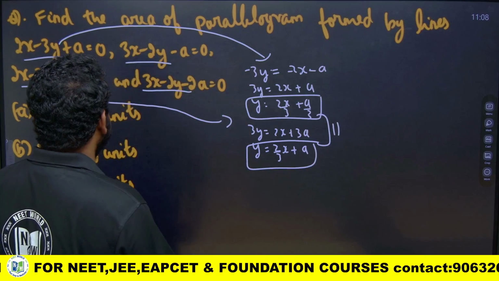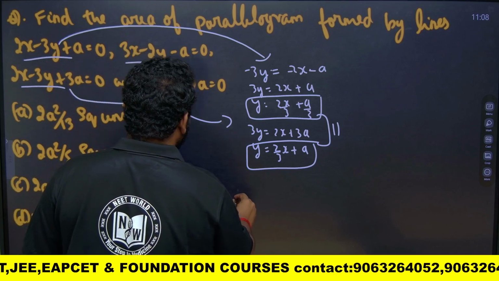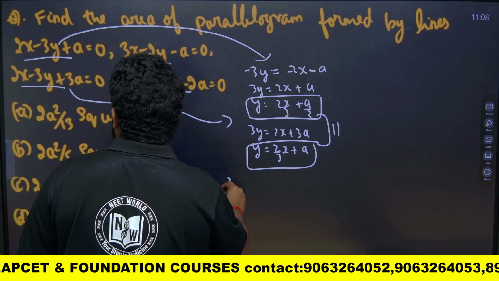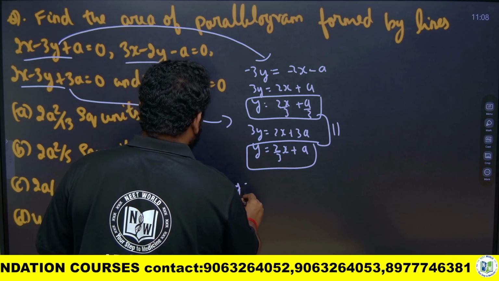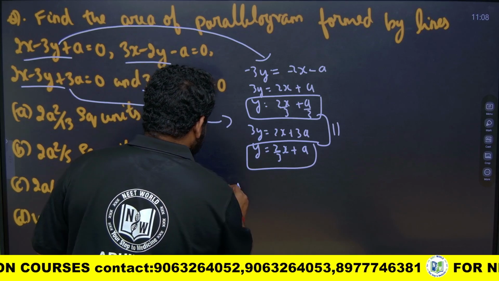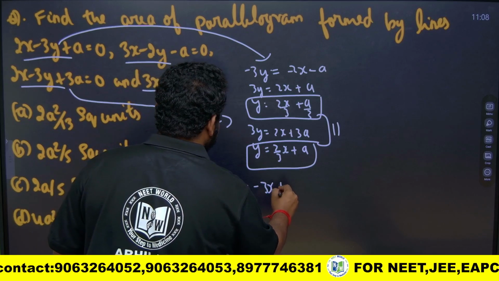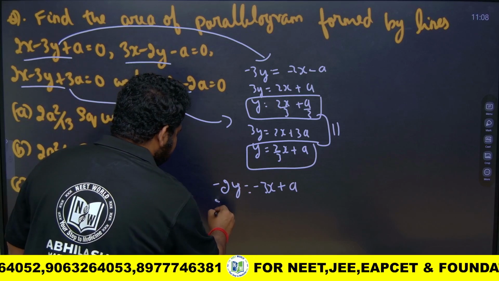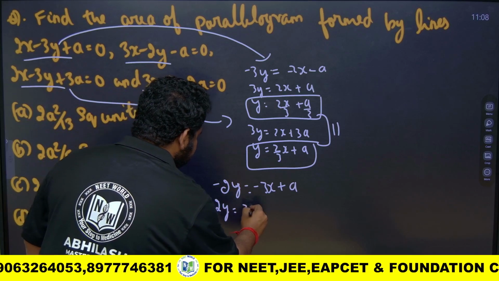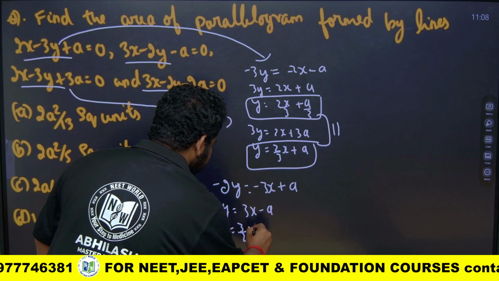Now let us take another set of parallel lines. 3x minus 2y minus a is equal to 0. So this will become minus 2y is equal to minus 3x plus a, but I want y in positive terms. So 2y will be equal to 3x minus a, and y will be equal to 3 by 2 x minus a by 2.